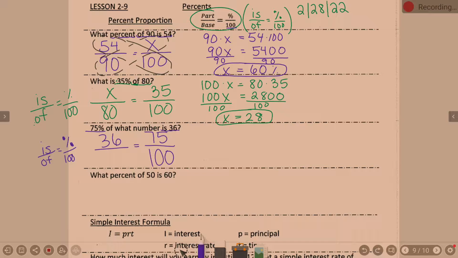Another word, and then it says, what follows the word of? Of what number? What represents what number? And that is x. Okay? So the setup you should have is 36 over x equals 75 over 100.